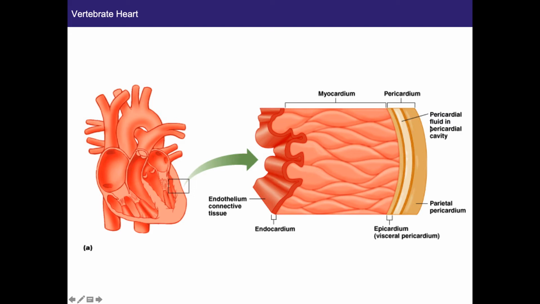Now, let me just talk about the visceral pericardium for a minute. This is continuous with what's called the epicardium. They're pretty much the same thing. They are the same thing. Epicardium is the same as the visceral pericardium. And this is where all the coronary arteries and the nerves are that influence cardiac pacing. So the coronary arteries and nerves are housed within the epicardium or visceral pericardium.